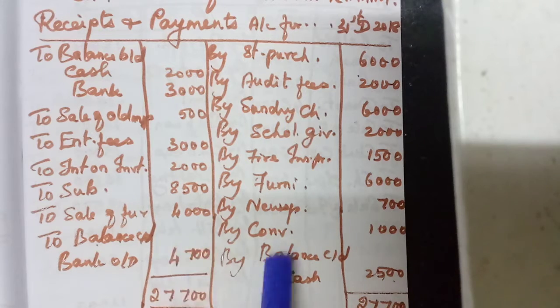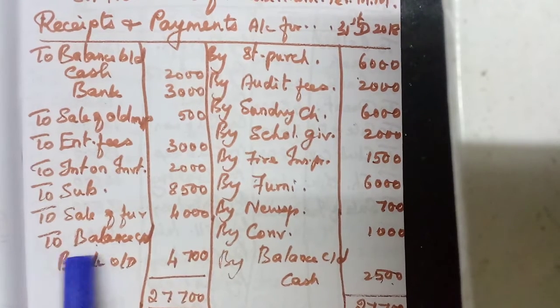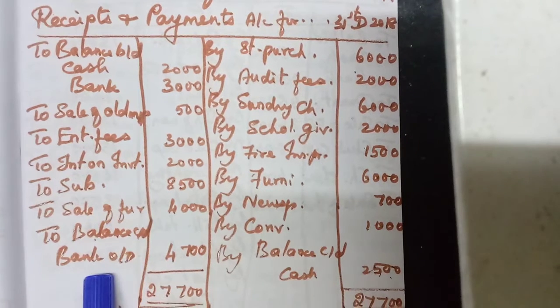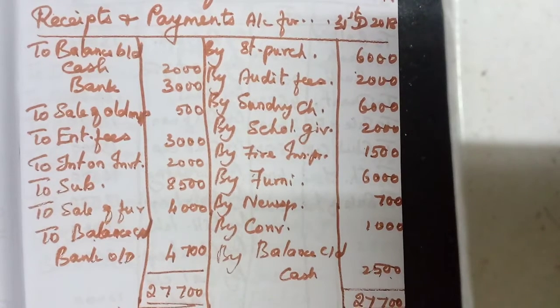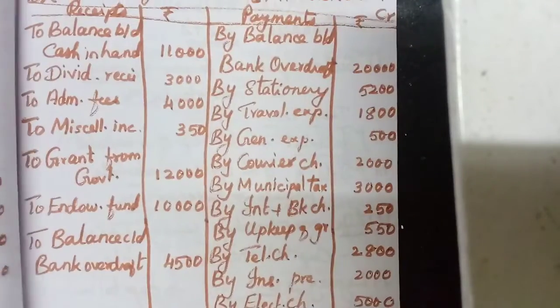Now we should balance this one, write all the amount, check which side we get more, here only we get more. So write that total both the side, then find out the difference and write that one here. To balance carry down, bank overdraft. Okay. Third problem you might have understood. Now we will see the fourth one.